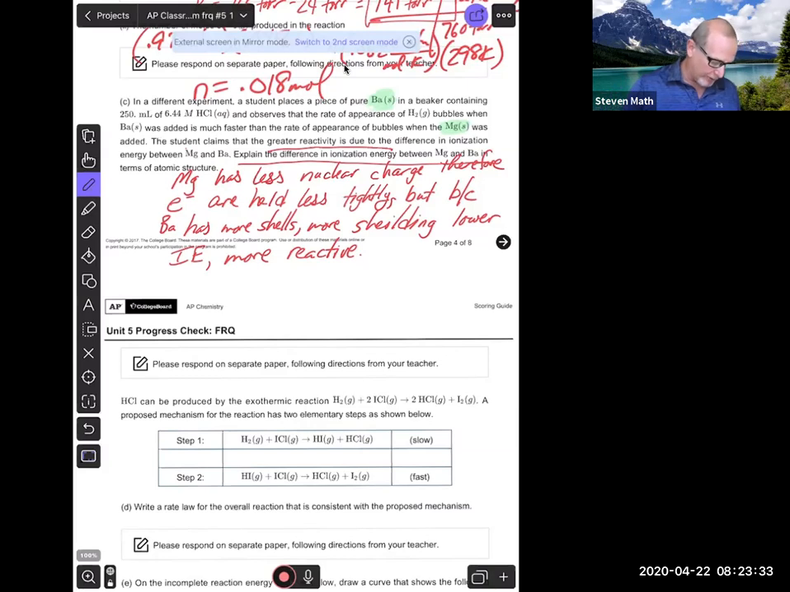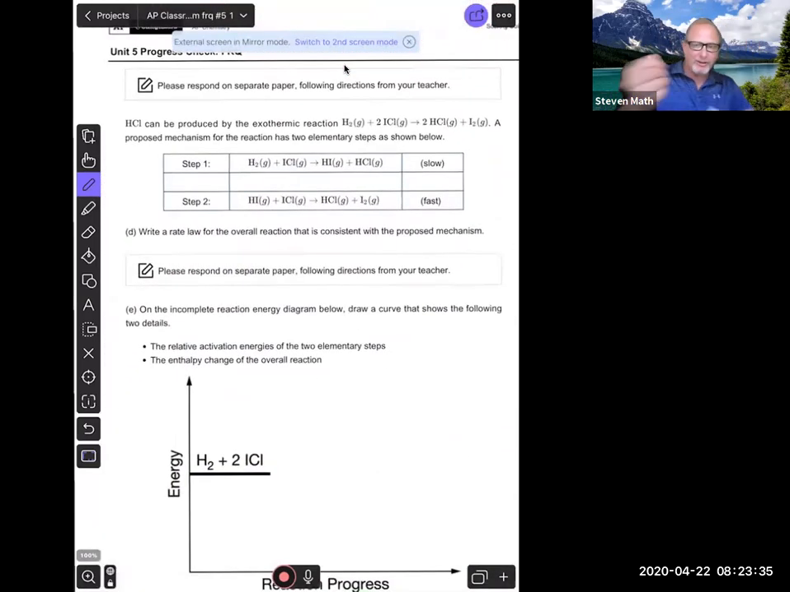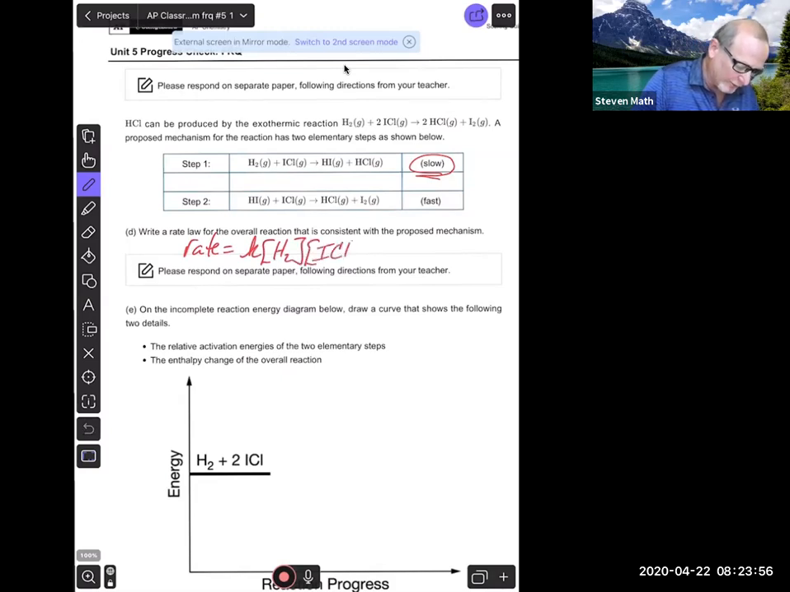Okay, I've got two more real quick ones on this. Then they shift gears and go to a mechanism. And they tell us the slow step is up first. And they say, write a rate law for the overall reaction. The rate law just comes from the slow step. Rate equals k, concentration of H2, concentration of ICl. Boom, done. Take it from the slow step. There's no substitution. They're giving you a slow first step. You just take it from that first step.